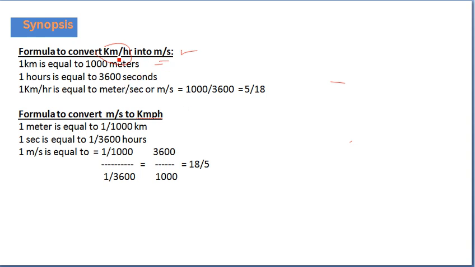For example, you are converting from kilometers per hour to meters per second. 1 kilometer is equivalent to 1000 meters. 1 hour is equivalent to 3600 seconds. How has it been arrived at? 1 hour is 60 minutes and each minute is equivalent to 60 seconds. That is 60 into 60, that is 3600 seconds.